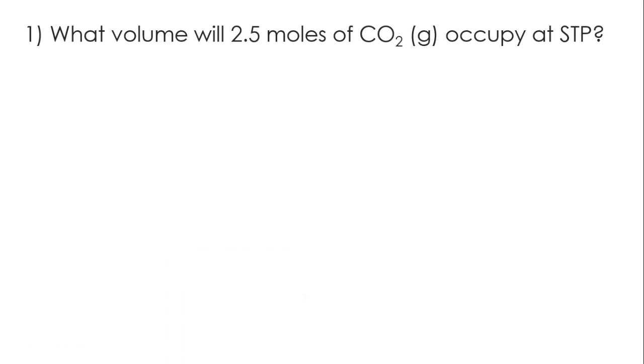Okay, here's our first example. What volume will 2.5 moles of CO2 gas occupy at STP? Now remember, it has to be a gas and it has to be at STP, or we can't do this problem this way. Our given here is the number with its unit, which is 2.5 moles of CO2, and our unknown is the volume, which the unit for that is liters. And so it's liters of CO2 because it hasn't told me that the substance has changed at all. So CO2 here and CO2 here.